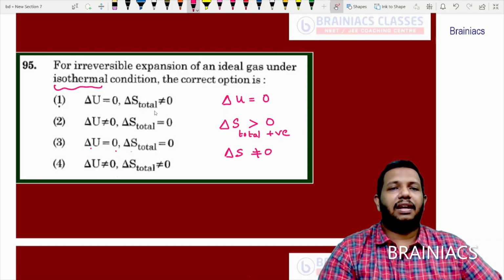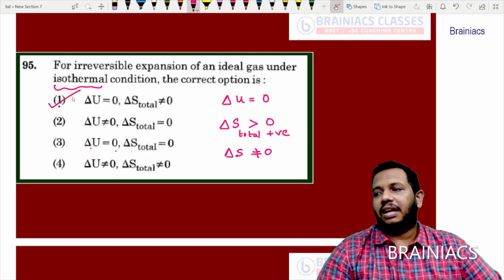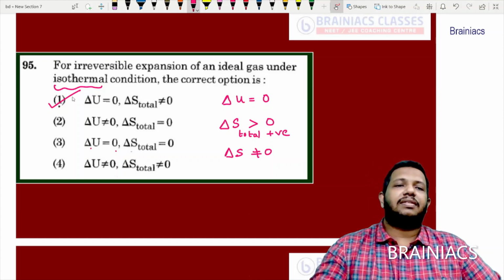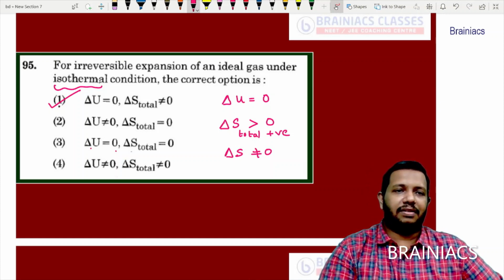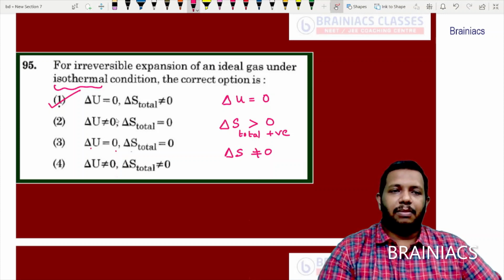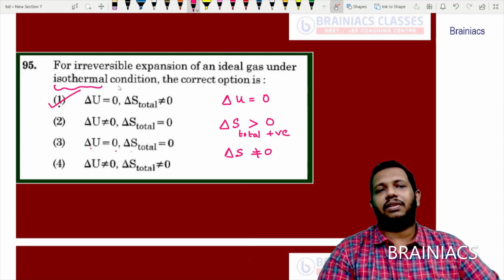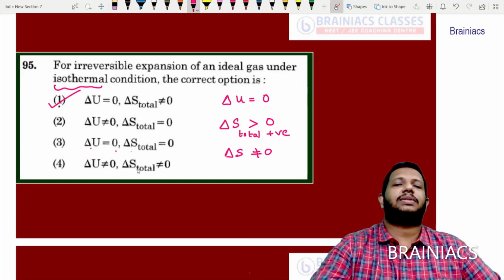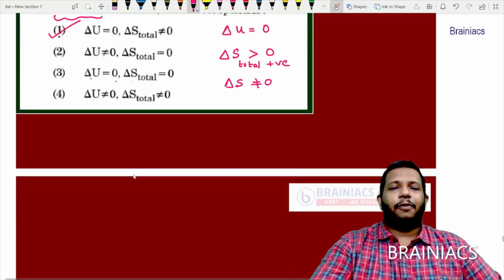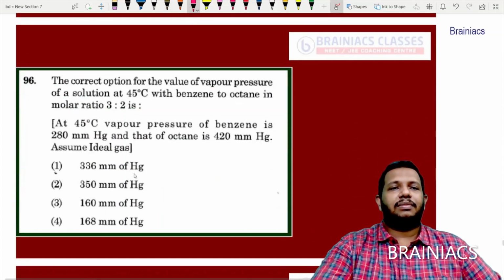So we can say option 1 seems to be the correct answer, because in option 1 you can see delta U is equal to 0 because it's an isothermal condition, temperature remaining constant, so internal energy change will be equal to 0. Entropy of the universe is always increasing, we know that. So delta S total will not be equal to 0. It's an irreversible expansion. Correct. So I hope it is clear for you.